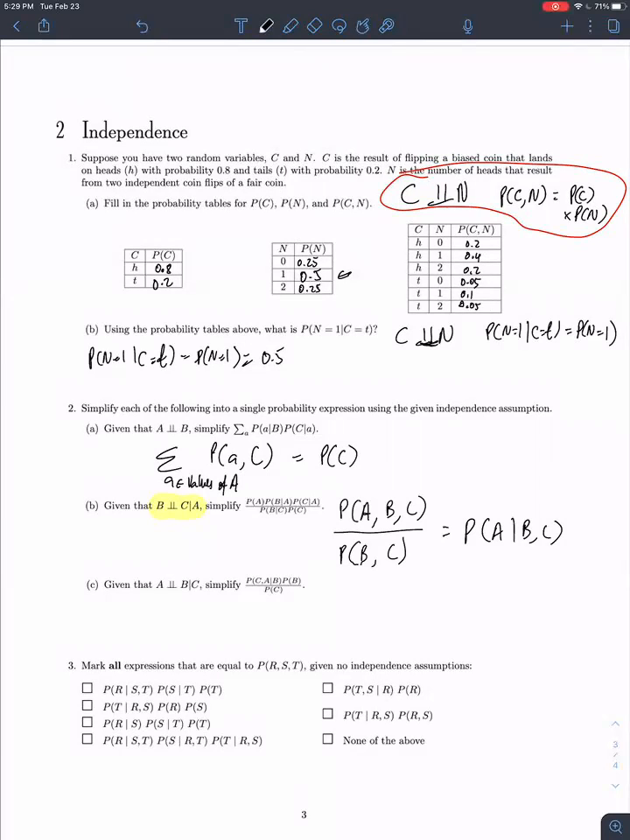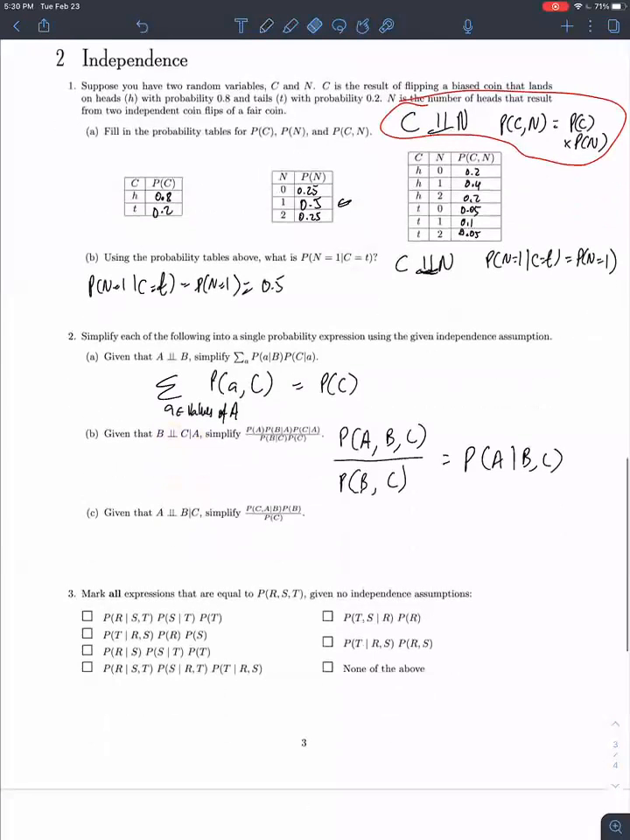All right. So given that A is independent of B, I'll erase this. We don't care about that anymore. Given that A is independent of B, given C, simplify probability of C and A given B, probability of B divided by probability of C. Let's write that out bigger. So probability of C and A given B, probability of B divided by probability of C.